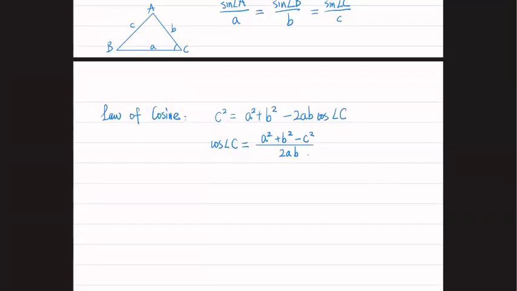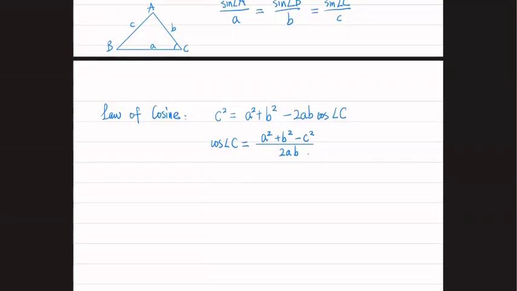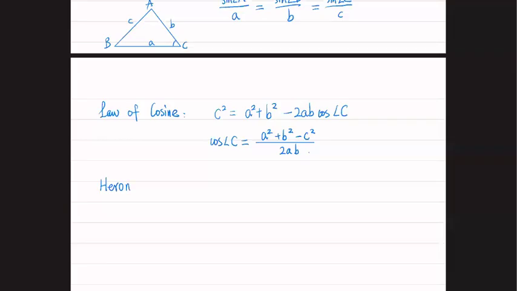Okay, so these are the formulas we have learned about the trigonometric functions. Next one, we'll learn another formula to find the area. It's called Heron's formula. Some say Heron, some say Hero, just different spelling of this.